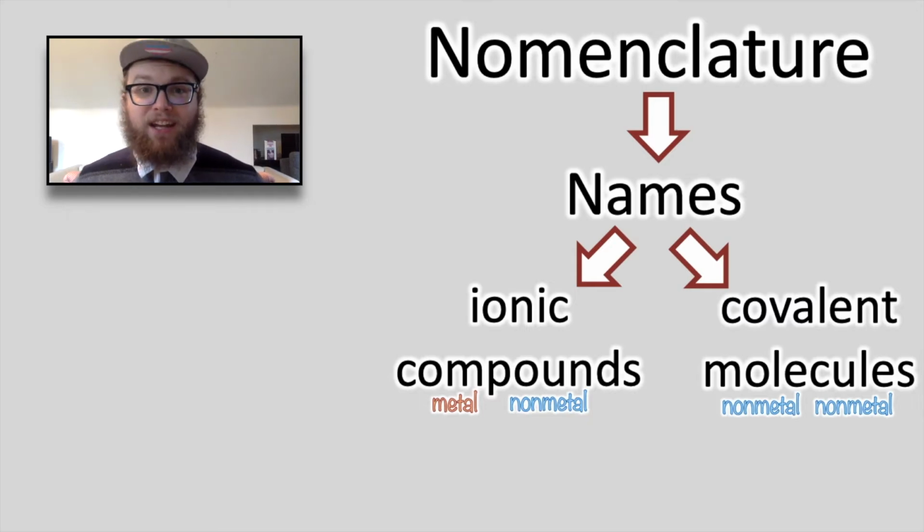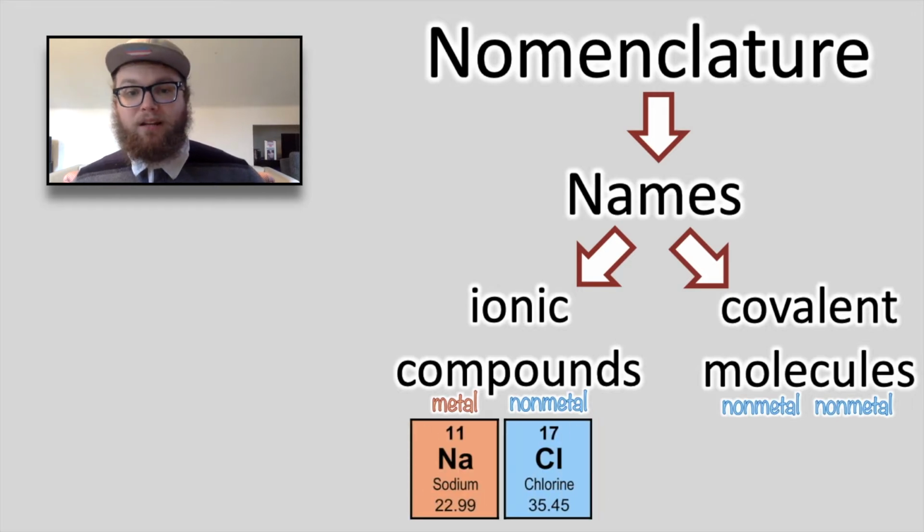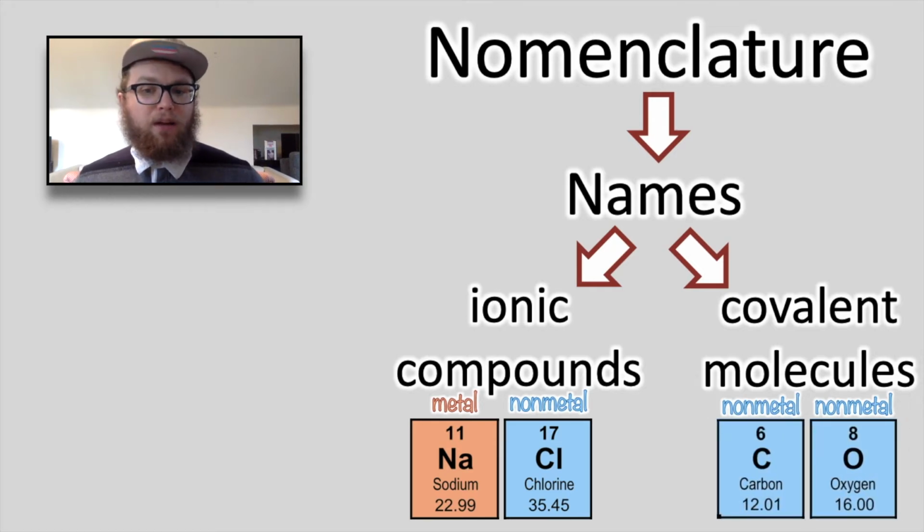An example of an ionic compound would be a bond between sodium and chlorine, a metal and a nonmetal. An example of a covalent molecule would be a bond between carbon and oxygen, a nonmetal and another nonmetal. So we see the bonds between metals and nonmetals. We see the bonds between nonmetals and nonmetals.